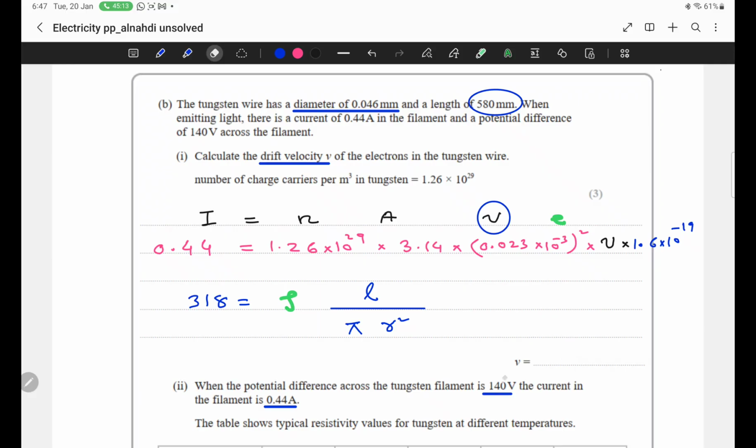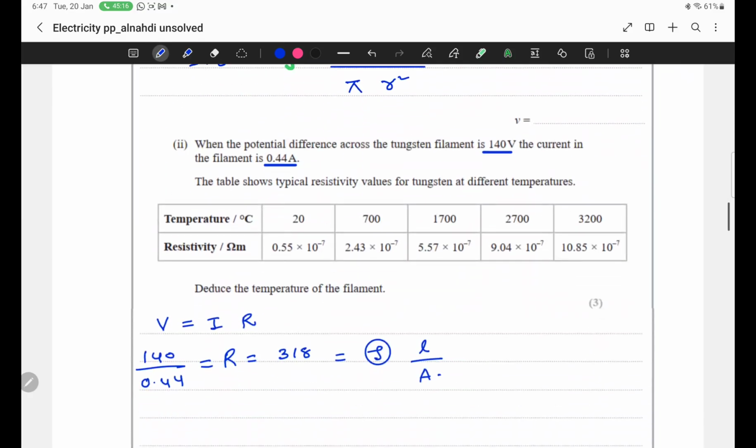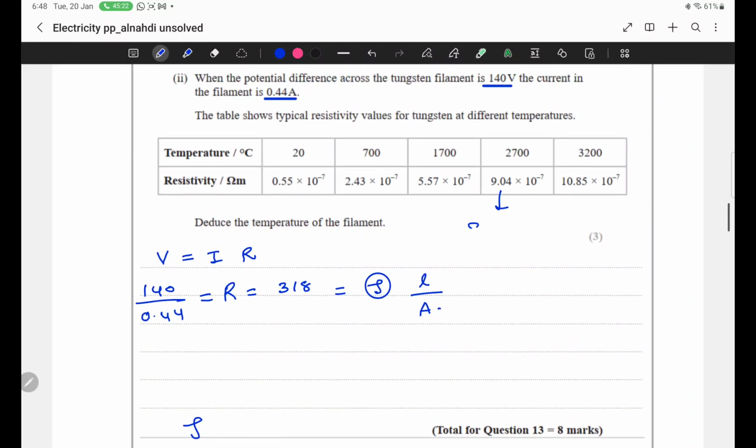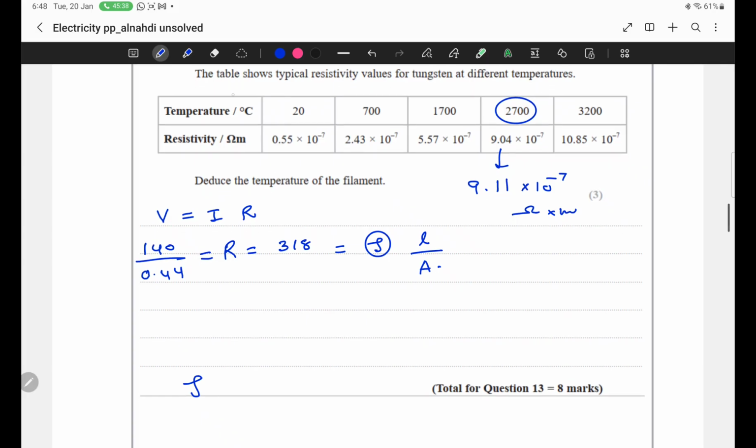Okay, so Banin told me, sir, resistivity is 9.11 exponent minus 7 ohm meter. And the nearest value to 9.11, sir, is 2700. So the temperature of the filament will be 2700. Temperature of filament is equal to 2700 Celsius.